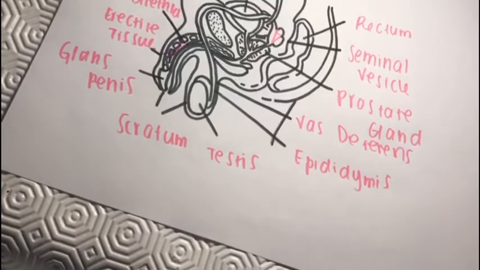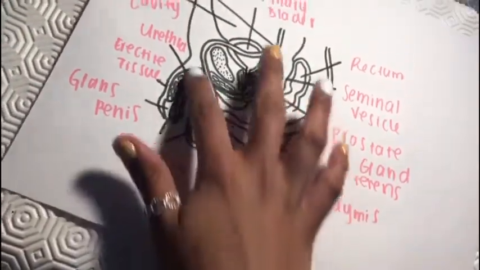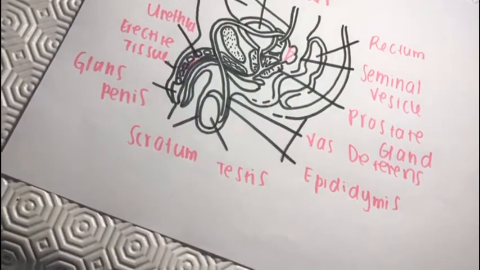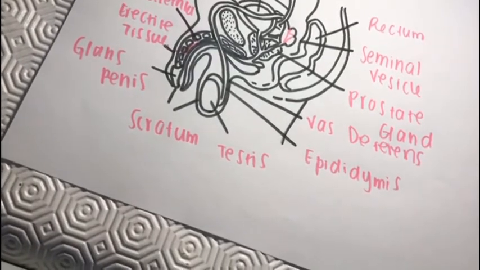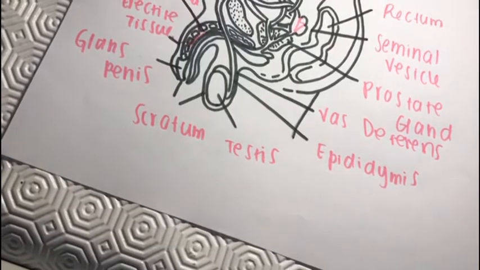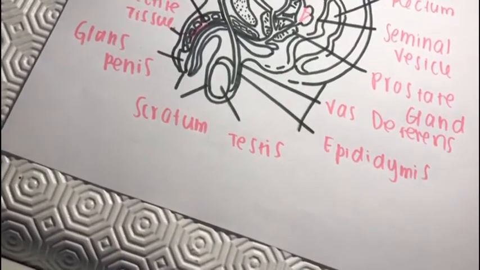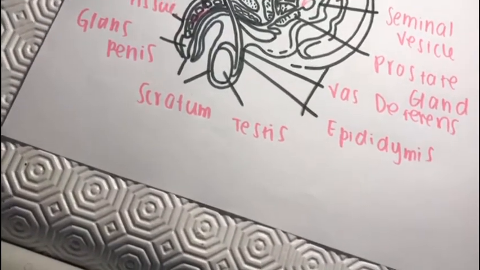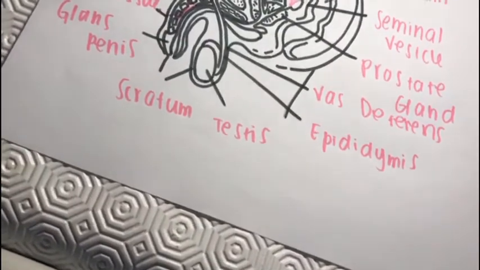Then we have the glands and all the ducts, which are an addition to these organs, and they consist of a series of ducts and glands. The ducts include the vas deferens and ejaculatory ducts, and they transport sperm from the epididymis into the urethra and through the penis.